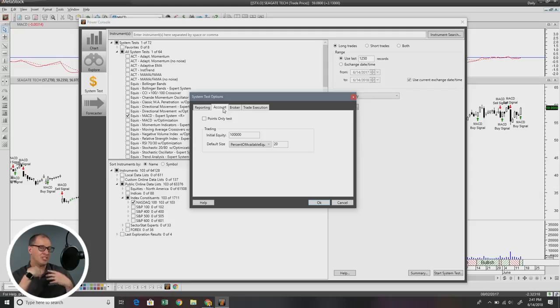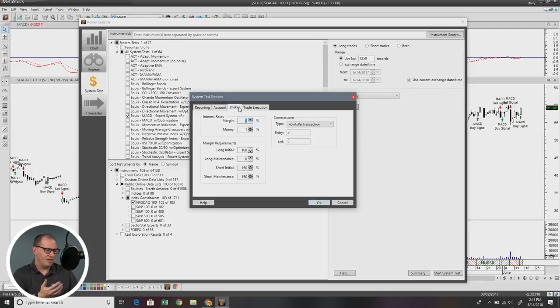So we can quickly set some of our selections. I can say how much money I have in my trading account. In this example, I'm going to say I have $100,000 in my trading account, and I'm willing to risk 20% of that at any given time. So if my money goes up to 200,000, then I'm risking 20% of 200,000 versus 100,000 if it goes down, and so on.